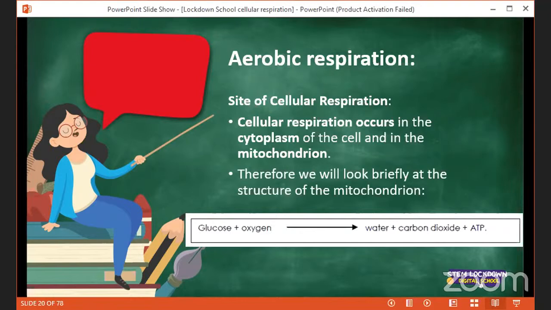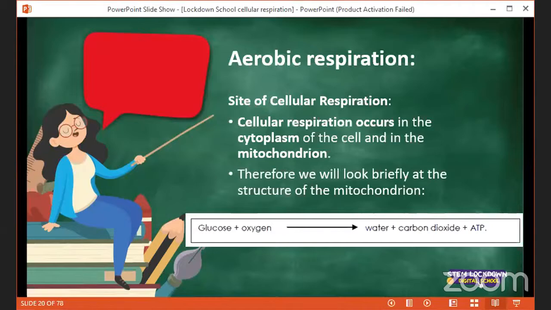Notebooks, the chemical formula for glucose, we said it is C6H12O6. If you guys just remember from photosynthesis, the chemical formula for glucose is 6 carbons, 12 hydrogens, and 6 oxygens. It is very important to note the chemical formula for glucose.